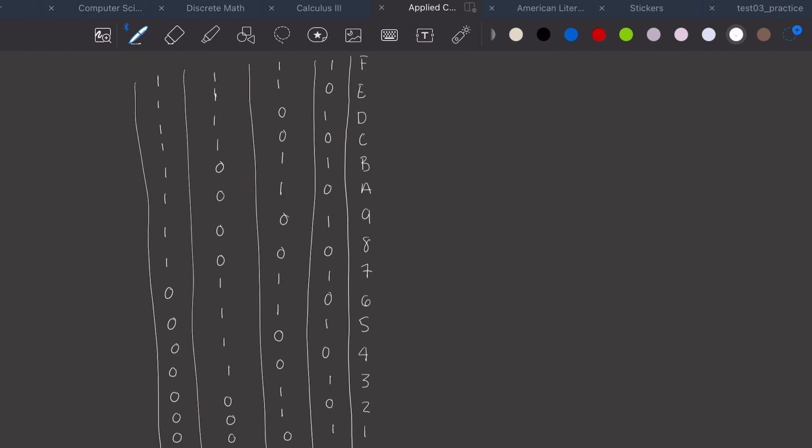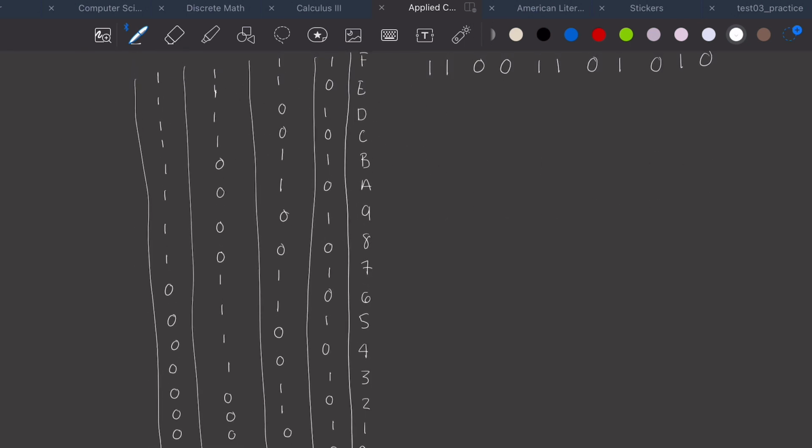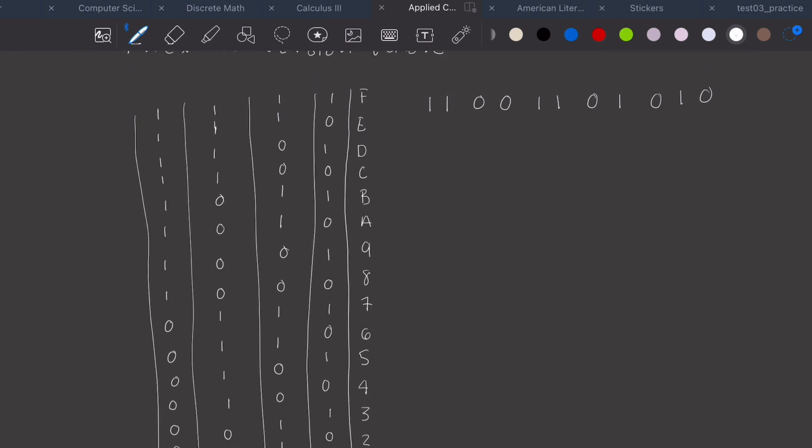So I will start converting from a binary number into an octal number. I'm just going to write out a random binary number. I have 1 1 0 0 1 1 0 1 0 1 0. Okay, and so this goes by groups of 3 when you do octal conversion. So I need to split this up into groups of 3.